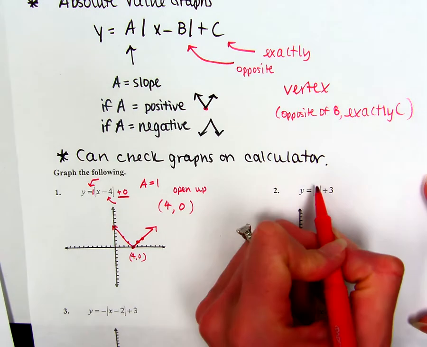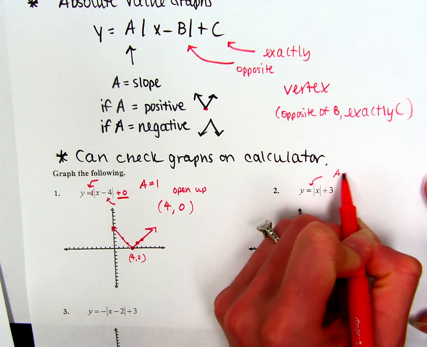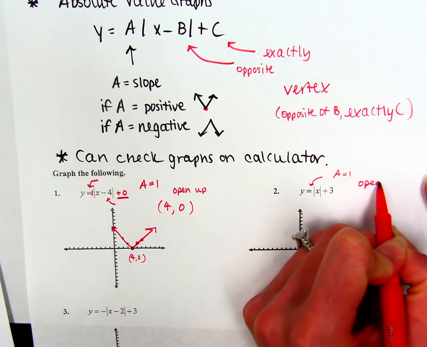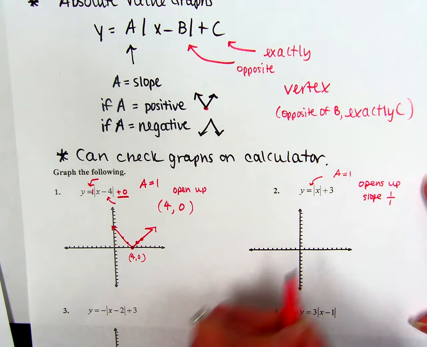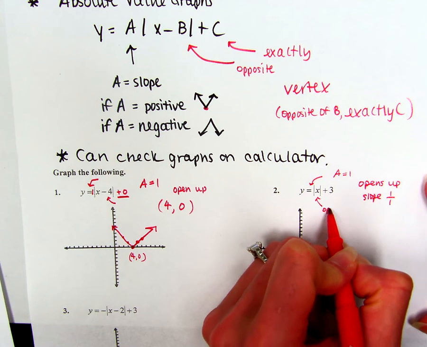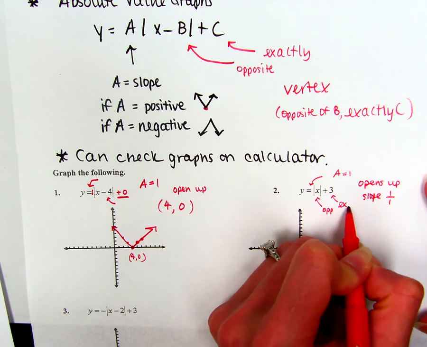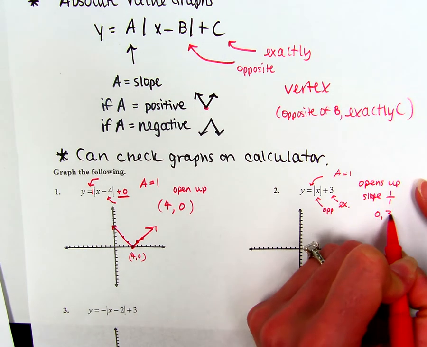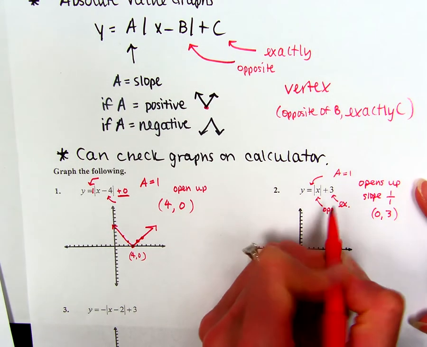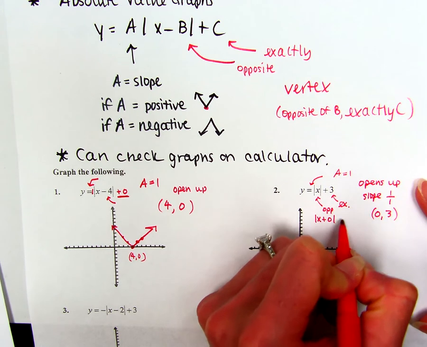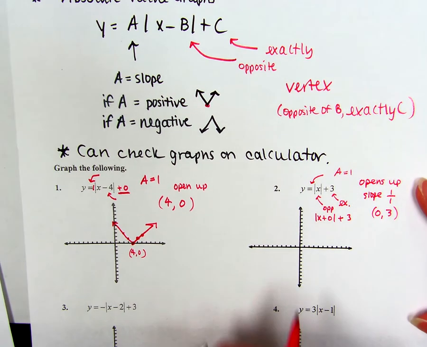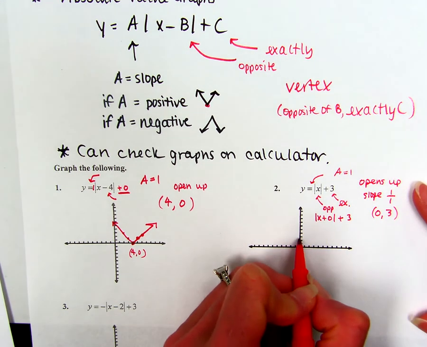Number 2, look at your A. A equals 1, so that tells me that it opens up, and my slope is 1 over 1. Okay, now I need to do the opposite of this number and exactly this number. So it's 0, 3. Now the reason why it's 0 is because this is the same as seeing absolute value of x plus 0, then plus 3. All right, so I'm going to find 0, 3.